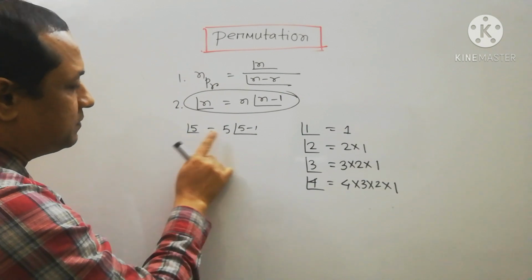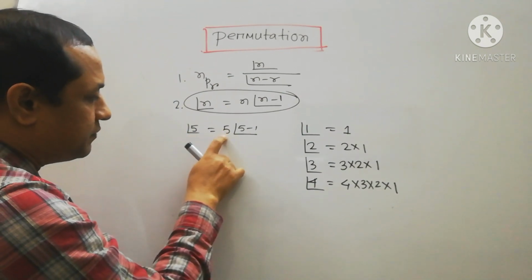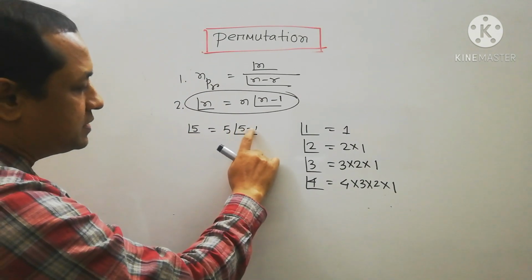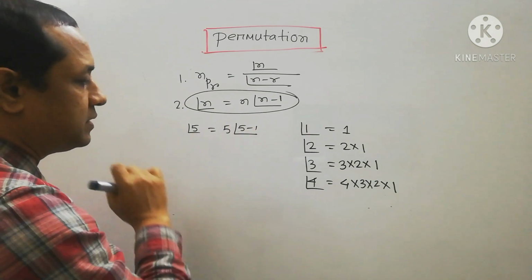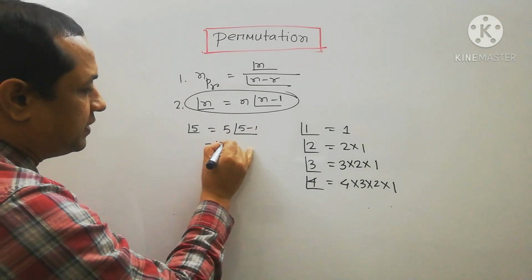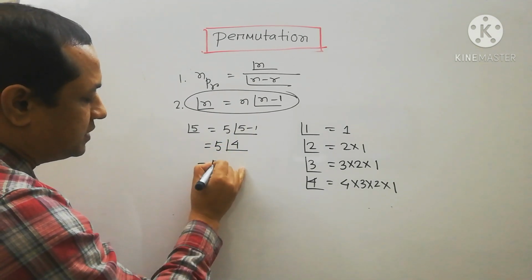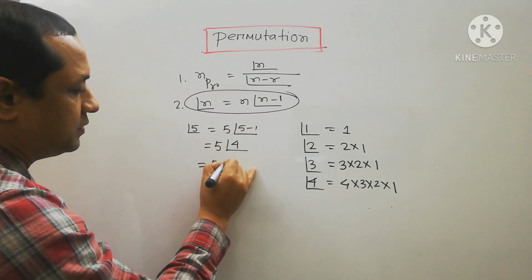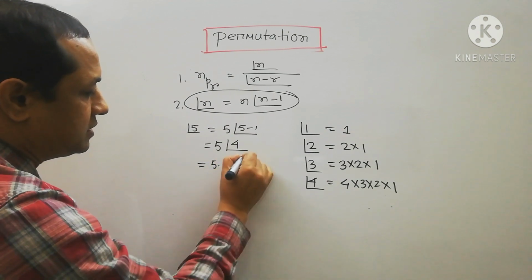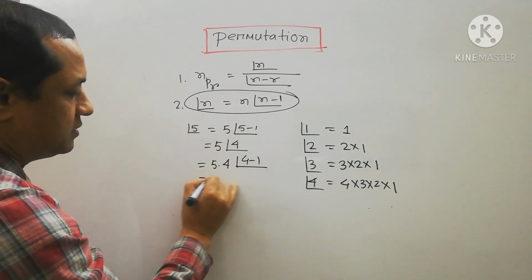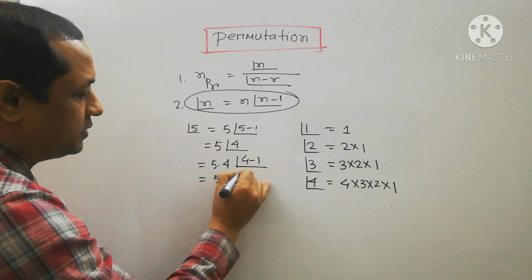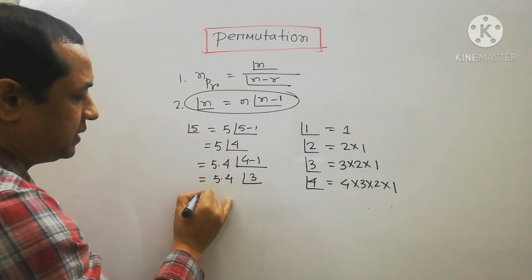Here factorial 5, so take 5 to the outside of the factorial. So inside of the factorial is 5 minus 1. Then we get 5 factorial 4. Now take 4 to the outside, then we get 4 minus 1. So 5 into 4 factorial 3.